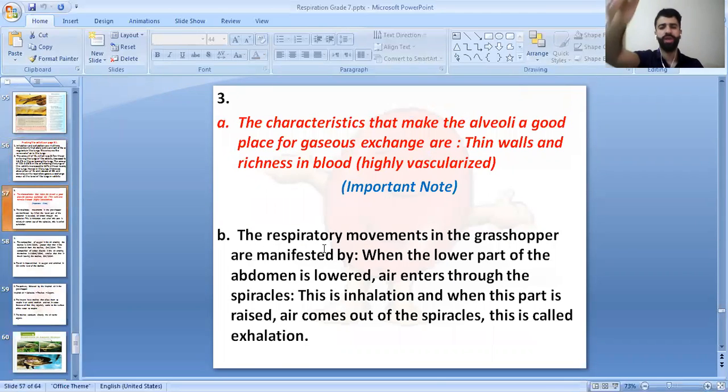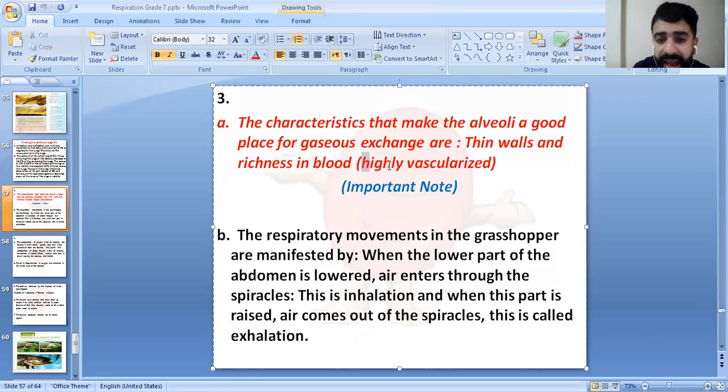Very important note, and you have to study this note. This is a very important note for our quiz. The characteristics that make the alveoli a good place: why are the alveoli a good place for gaseous exchange? We have two important characteristics for grade 7. We have a thin wall, it's very thin, and it is rich in blood vessels, which I told you is called highly vascularized. This is an important note.